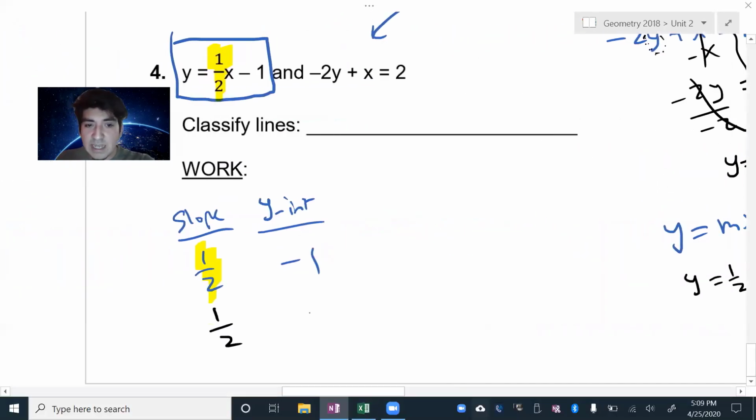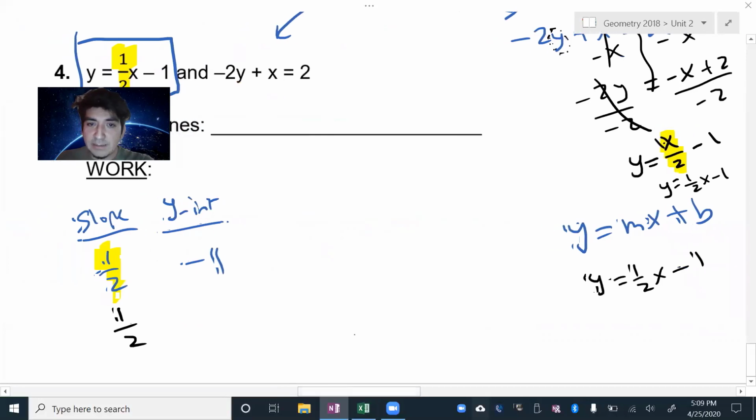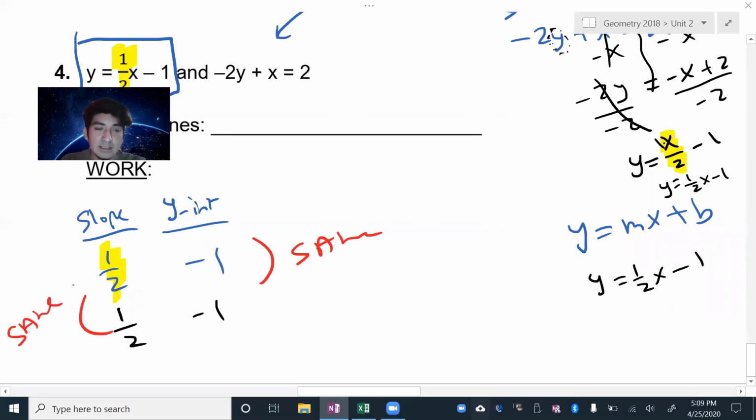So this is the first one. My new one is 1/2. And then the y-intercept is going to become -1. So both parts happen to be the same. So same and same. And that goes back to our table that we just had, and what type of classification this will be. So if they have the same slope and same y-intercept, it'll be considered coinciding. Okay?